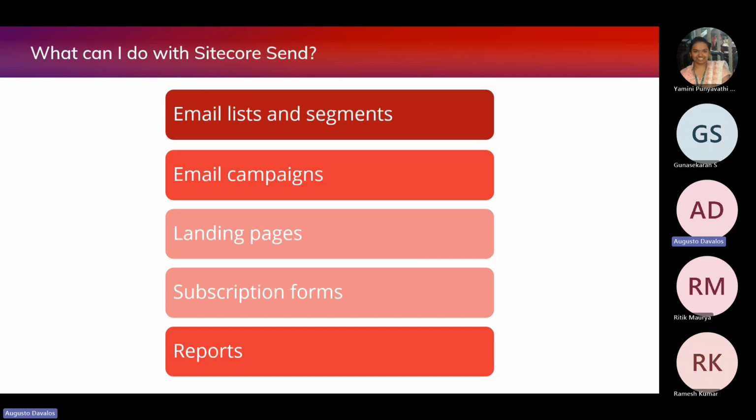So what can Sitecore Send do? So we can create email lists and segments. We can do this starting from zero, from scratch, or using some templates that Sitecore Send offers us. It is a no-code campaign builder. So Sitecore Send offers 5 types of email campaigns. We have regular campaign, A/B testing, repeatable, RSS, which is really simple syndication, campaigns, and automation.